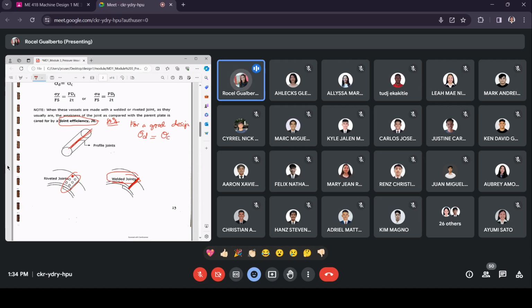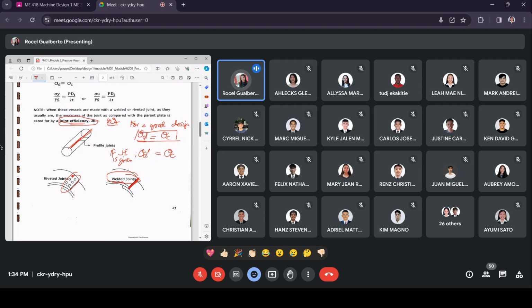Okay, but if there is a joint efficiency given, instead of using the usual design stress, we will now be using the lowered design stress, sigma d prime. This is if the joint efficiency is given. Instead of sigma d, you use sigma d prime. Again, we call it the lowered design stress, to be equated to your circumferential stress.